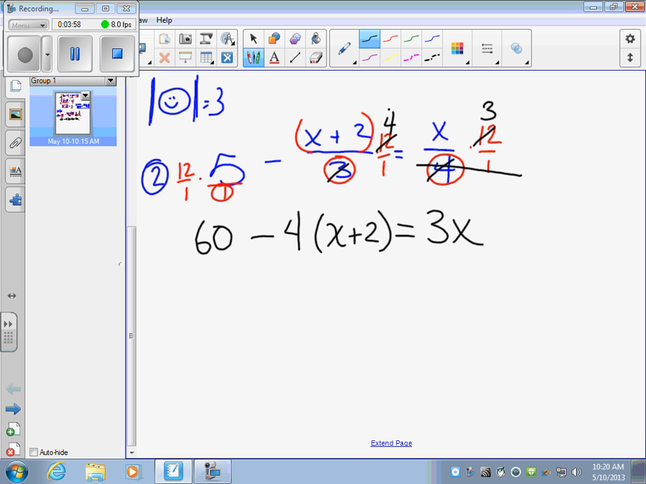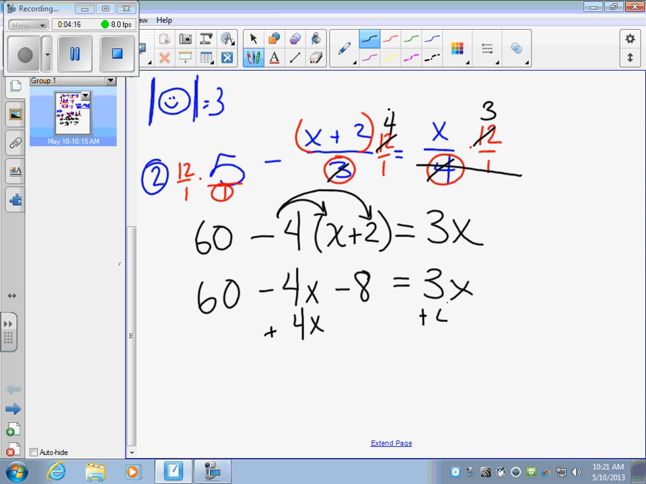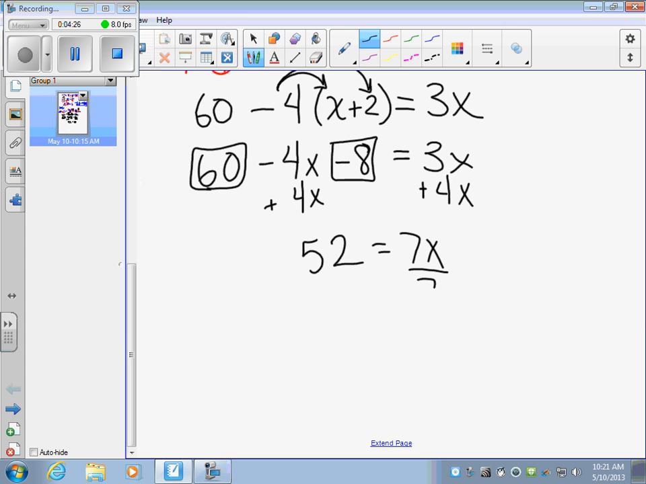And now it becomes a problem that you've known how to solve for a couple years. One tricky part is when you distribute in that minus 4, it's minus 4x, but it's also minus 8. And now solving it, I would just add 4x to both sides and go through the same motions that we've been doing for quite some time. 60 minus 8. And then divide both sides by 7. Well, you could probably just leave it like that if you wanted to. Okay, you can see the next video for more of those problems.